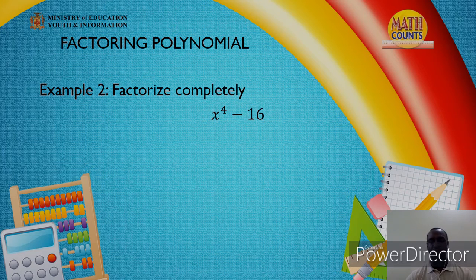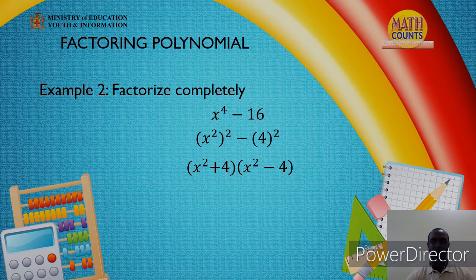Awesome. So, from our knowledge of indices, we know that x squared times x squared will give us x to the fourth power. Therefore, we can write x to the fourth power as x squared all squared. And we know that 4 times 4 is 16. Therefore, our difference of two squares written is x squared all squared minus 4 all squared. Now that we have written our expression in terms of difference of two squares, we are now going to factorize as difference of two squares. Therefore, we now have x squared plus 4 and x squared minus 4.